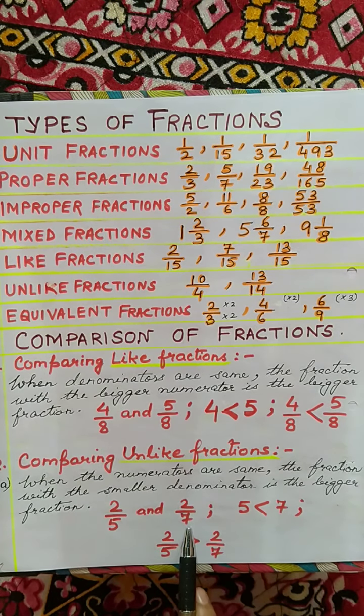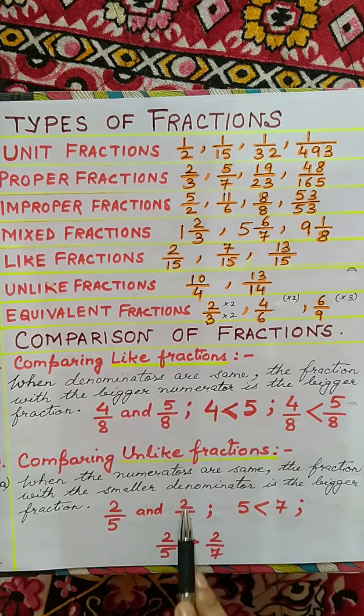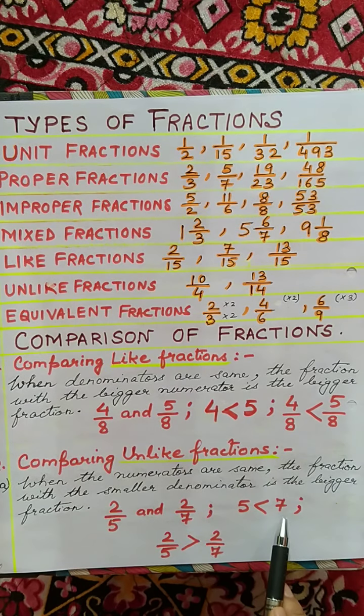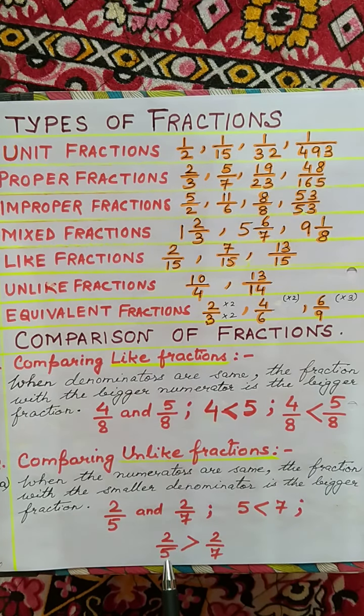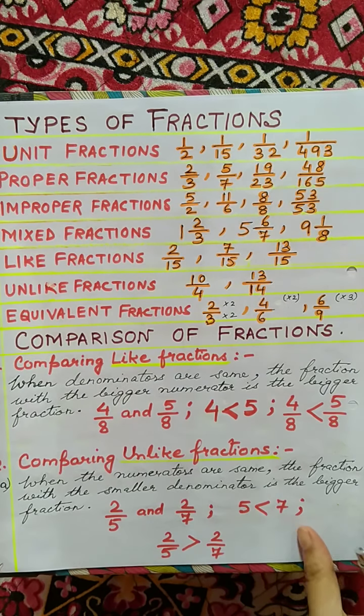Now here, the fraction with the greater denominator is the smaller fraction. So here 5 and 7, 7 is greater, therefore 2 by 5 is the bigger fraction here and 2 by 7 is the smaller fraction here. I hope this is clear.